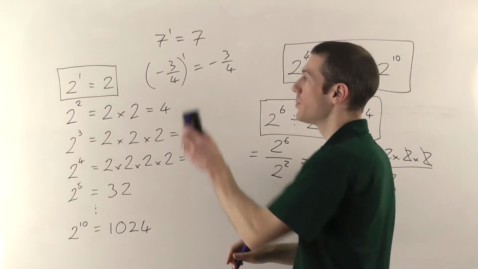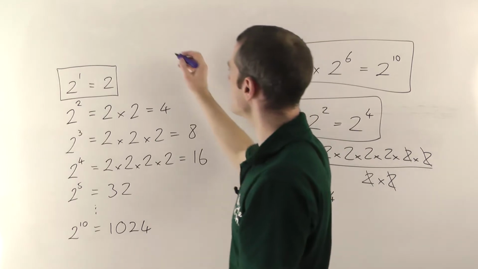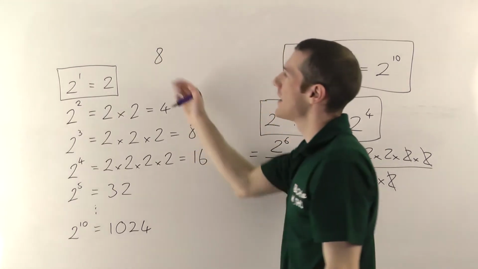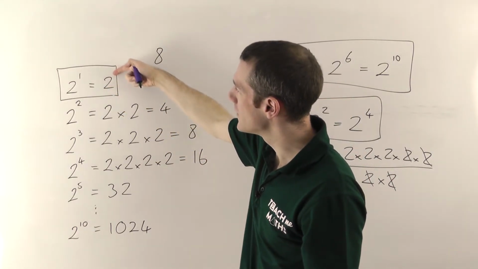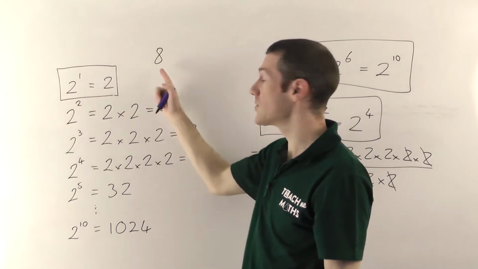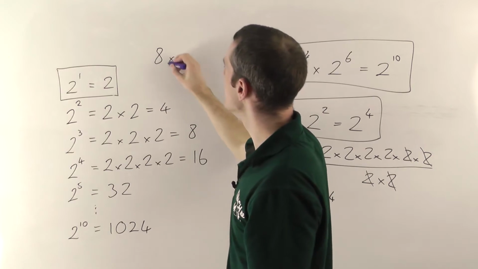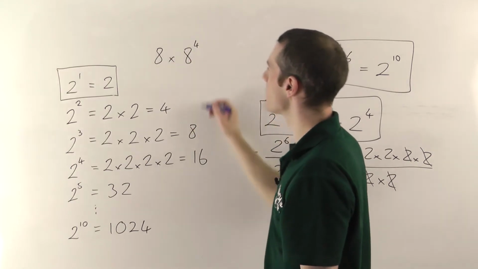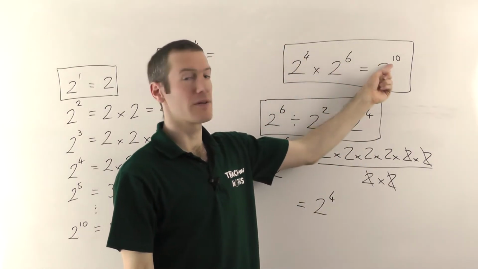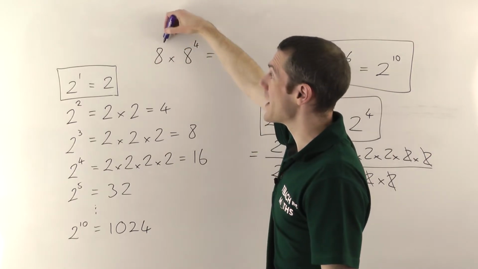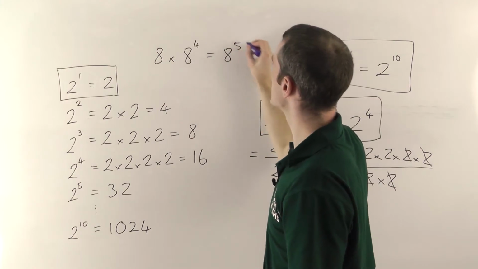But, and sometimes more importantly, that rule works equally well the other way around. If you have a number, like 8 for example, and it doesn't have a power, it does really. Any number without a power actually has a power of 1, because there's one of them. So 8 has a kind of imaginary power 1 up there. So if you're doing 8 times 8 to the power 4, we're multiplying, and when you're multiplying, you add the powers. So I take my imaginary 1 that's here and add it to the 4. So when you multiply these, you're going to get 8 to the power 5.